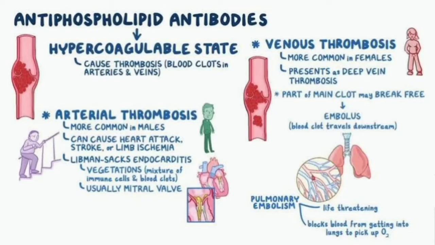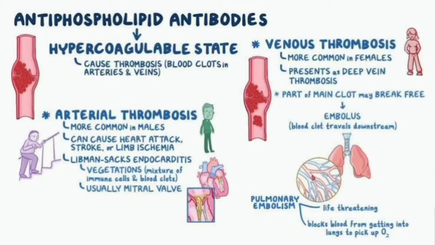Now look at this picture. You can see the processes, or the things that can be caused by antiphospholipid antibodies. Number one, it produces a hypercoagulable state, so it increases the coagulability of the blood. Always remember, number one, on the left side top. Second, this hypercoagulable state can produce thrombosis. You know thrombosis, the blood clot in the arteries and in the veins. So what happens when it causes arterial thrombosis? You can see on the left side, arterial thrombosis.